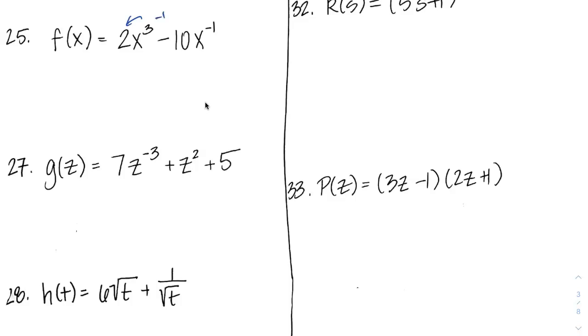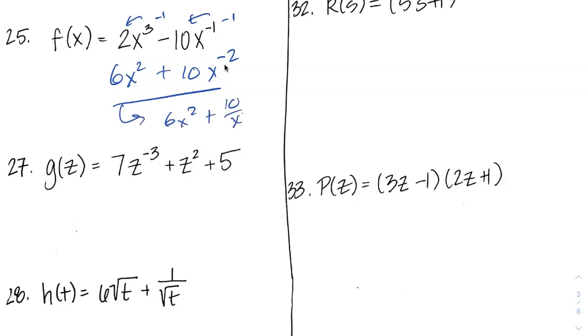Next one, more of the same. Bring it down, subtract 1 off. 6x squared. Bring it down, subtract 1 off. Plus 10 x to the negative 2. Right? Negative 1 times negative 10 is positive 10. Negative 1 minus 1, negative 2. That's good. If I make it pretty, I'd write 6x squared plus 10 over x squared, if you want to go the extra mile.